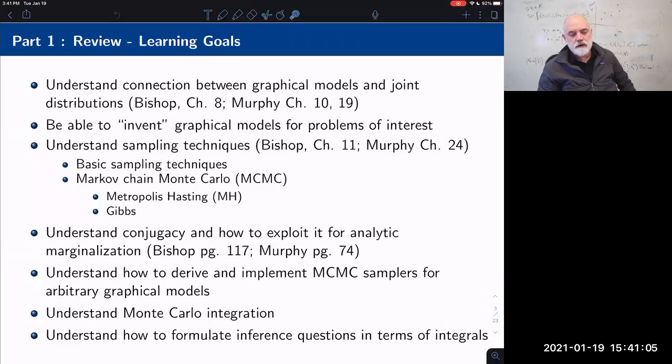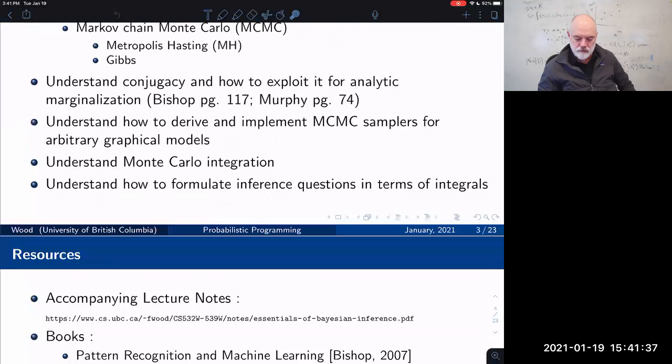You certainly will need to be able to derive and implement Markov chain Monte Carlo samplers for arbitrary graphical models, because that is, at the end of the day, the primary activity of probabilistic programming systems research. You'll need to understand Monte Carlo integration, and more importantly, probably at least at this level, to understand how to formulate inference questions, how to formulate queries in terms of integrals and integration.